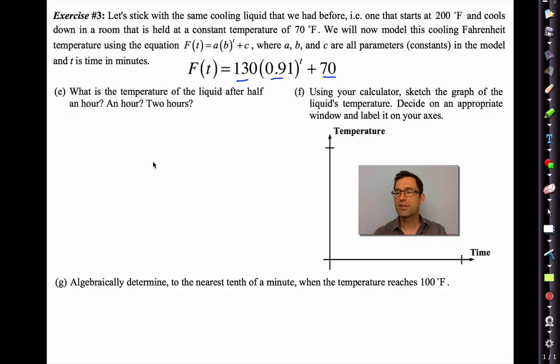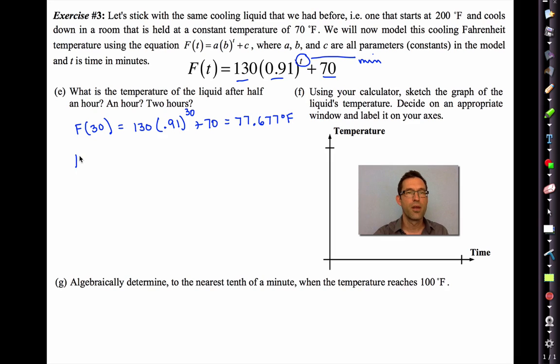All right. Well, this is simple enough. The one thing we have to be careful about is that the T is in minutes. So if I want to know what the liquid's temperature is after a half an hour, I have to put in 30. So that's going to give me 130 times 0.91 to the 30th plus 70. And I work that out, and I find that after 30 minutes, we're already down at 77 point, I took mine out to 3 decimal places for some reason, degrees Fahrenheit.